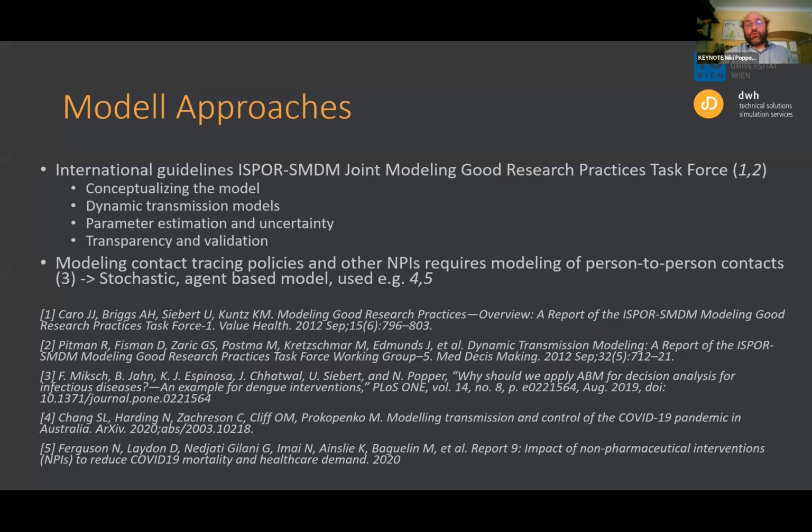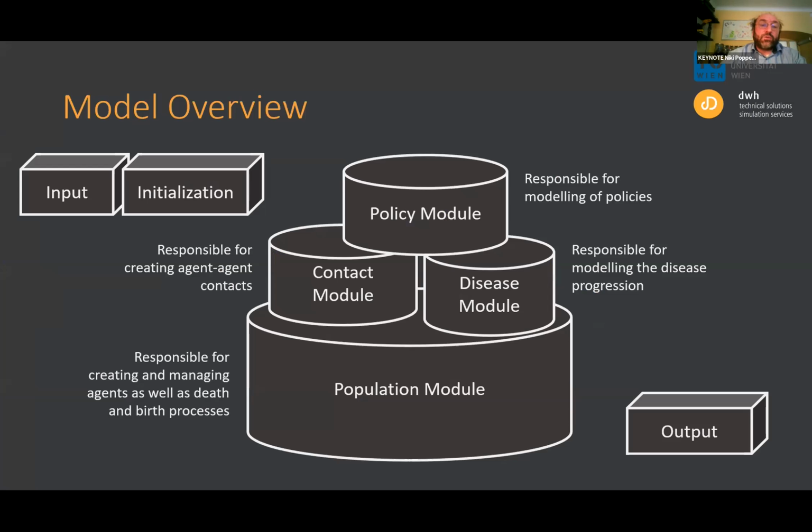So the idea to use agent-based modeling is not too far away, as we also described in our recent publication by Florian Miksch in our group, on why we should apply ABM for decision analysis for infectious diseases, which we did on the example of dengue fever with colleagues from Harvard and from the Philippines. So I will give you a very brief overview of the model.